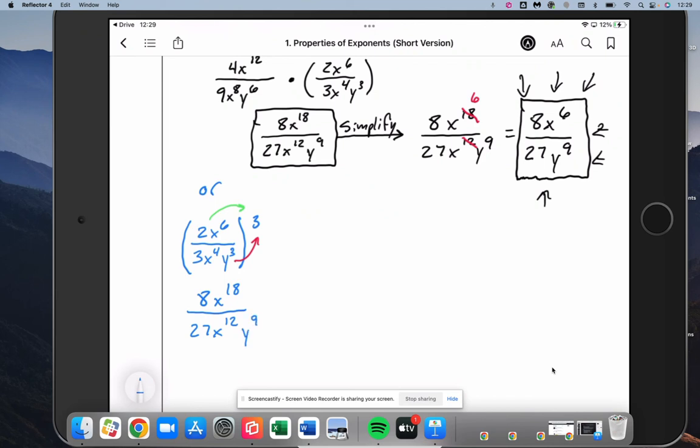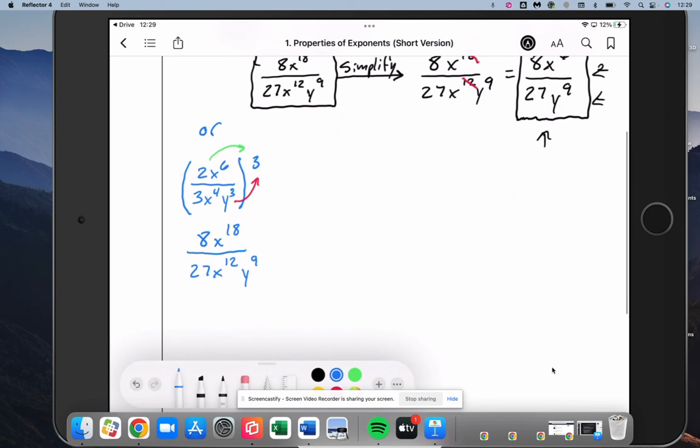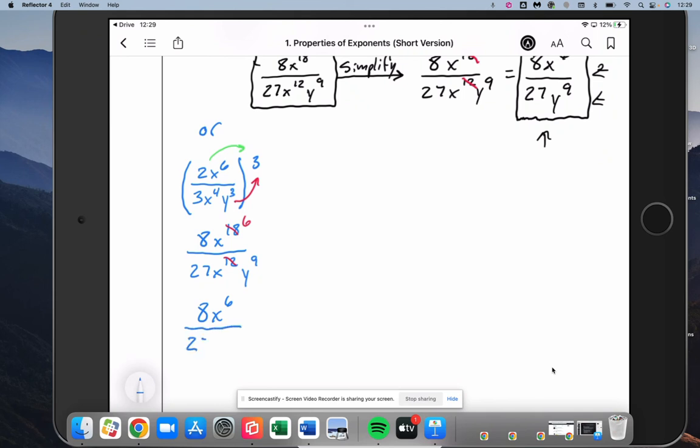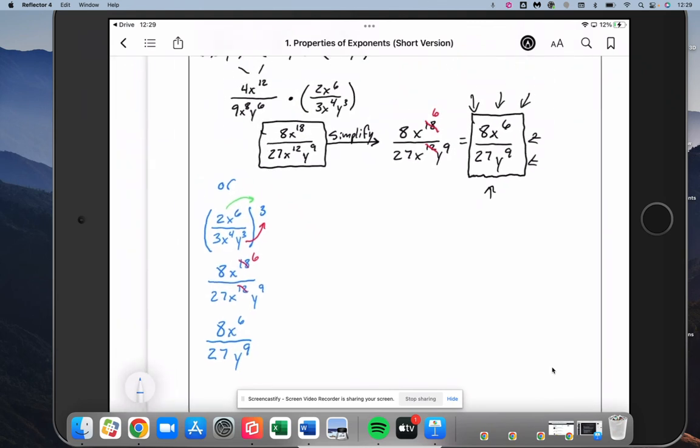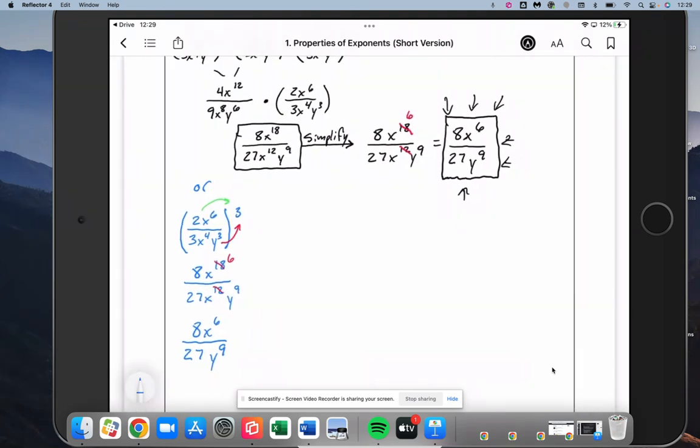And then, as we did with the other one, we would have to recognize that we have an x in the numerator and the denominator, that those are going to cancel out and leave us with x to the 6th in the numerator. There will be no more x's in the denominator, and we end up with 8x to the 6th over 27y to the 9th.